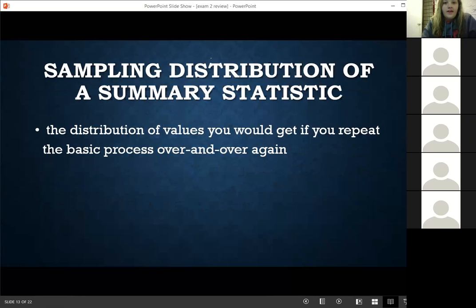Okay, and then sampling distribution of a summary statistic. This is literally just saying if you were to take all your statistics that you found and put them onto a distribution, such as a normal curve, dot plot, whatever, that's really all it is. And that's where you're able to see that shape, and that gives you more of an idea of what the variables are doing, what the data looks like, in terms of one another.